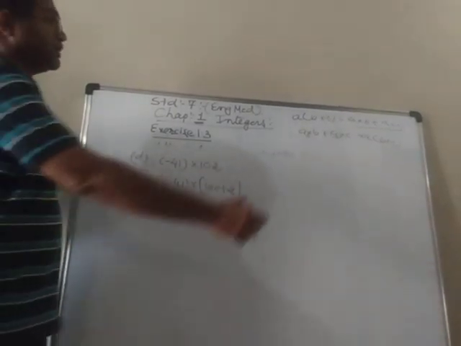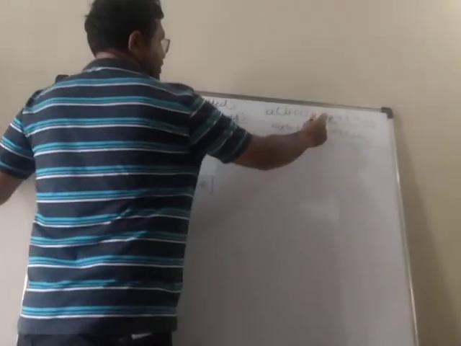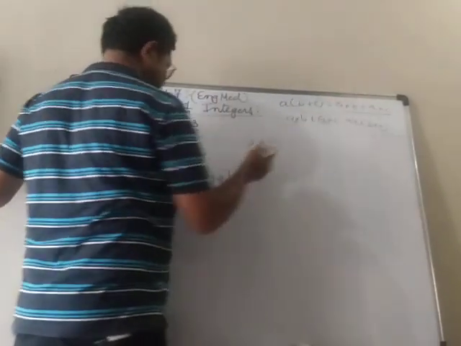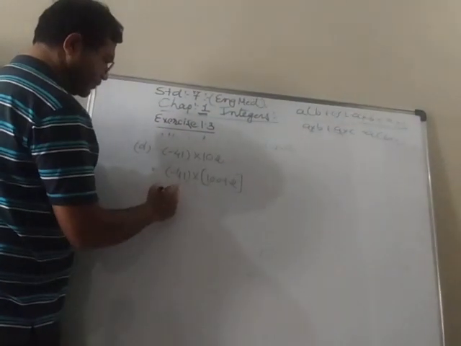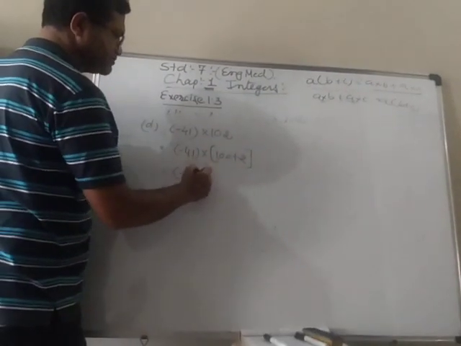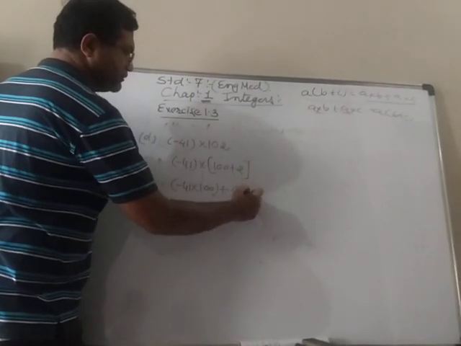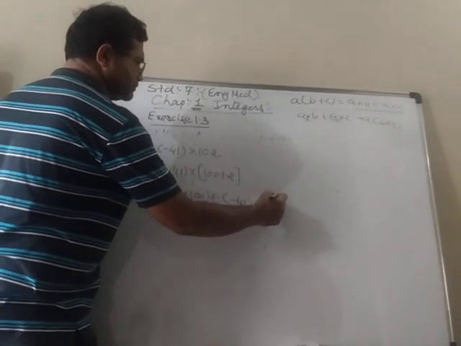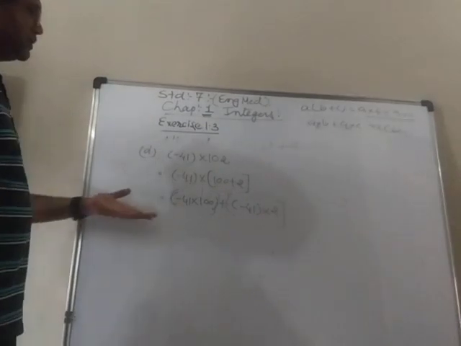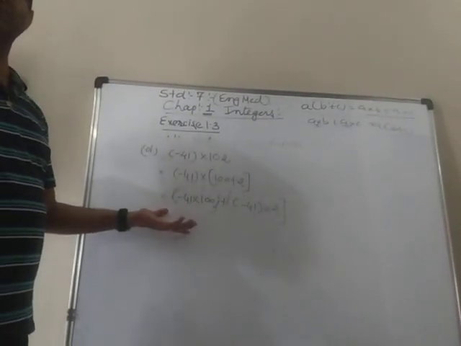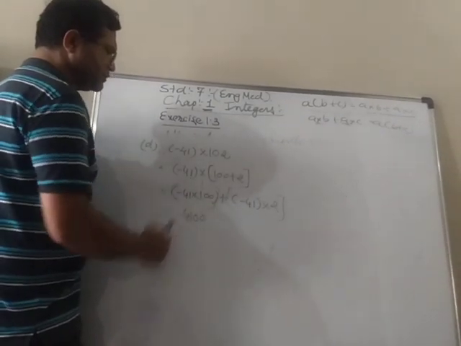Now it is easier, we have to use again this property, A multiplied by B plus C is equal to A multiplied by B plus A multiplied by C. So here A, B and C. So we are using distributive property, means minus 41 multiplied by 100 plus minus 41 multiplied by 2. So now multiplication with 100 is very simple. So it is equal to minus 4100.